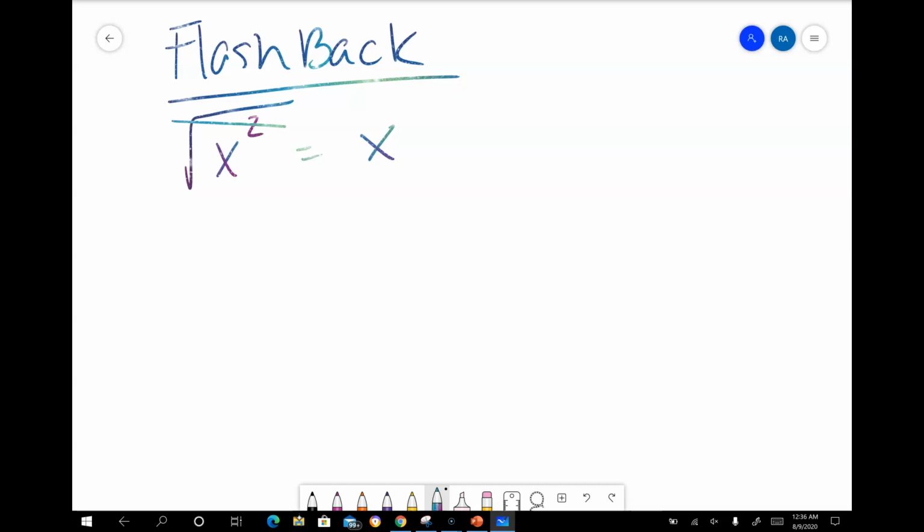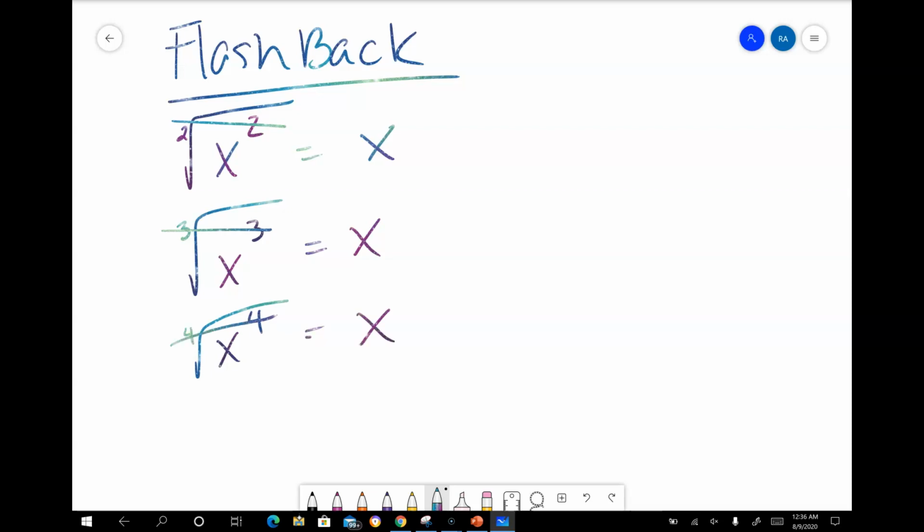Now, if you remember that a square root has an understood index of 2, that's why they cancel each other out. So if you had an x cubed, you would cancel it out. So you cancel a square with a square root. You're going to cancel a cube with a cube root. And that'll give you x. Do it again. x to the 4th, you would cancel it out with a 4th root. And that'll leave you with an x.